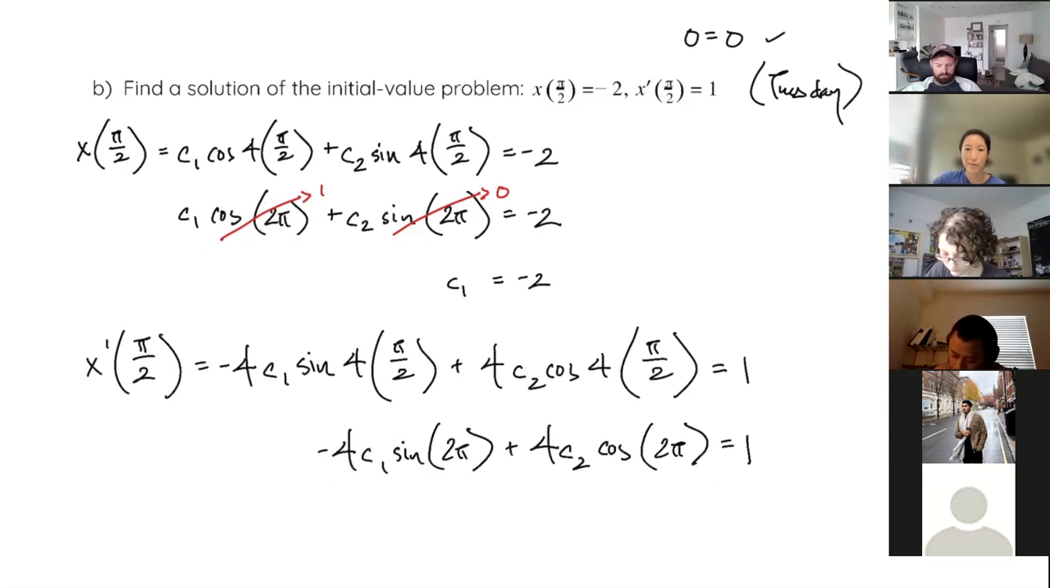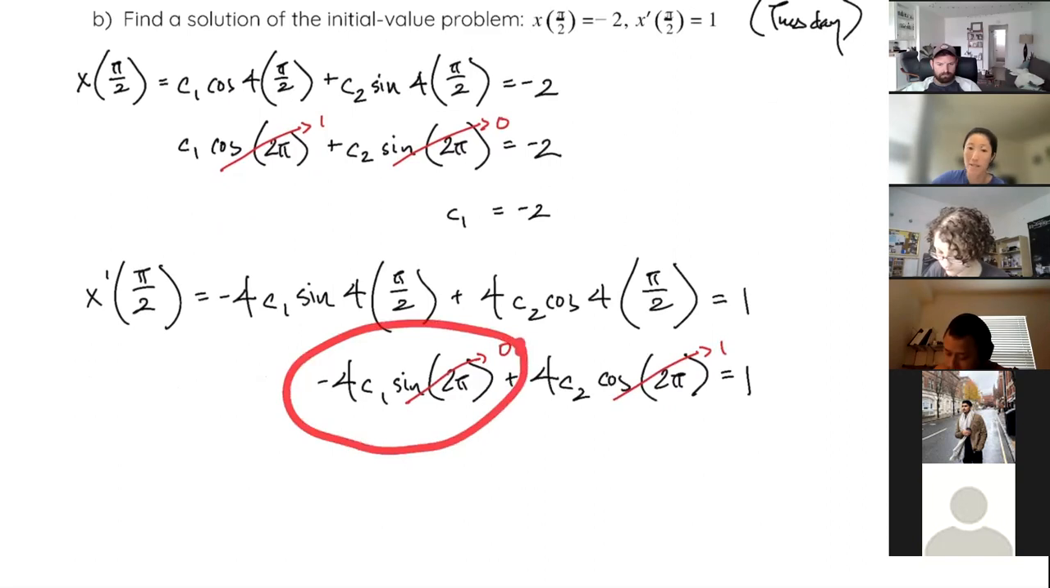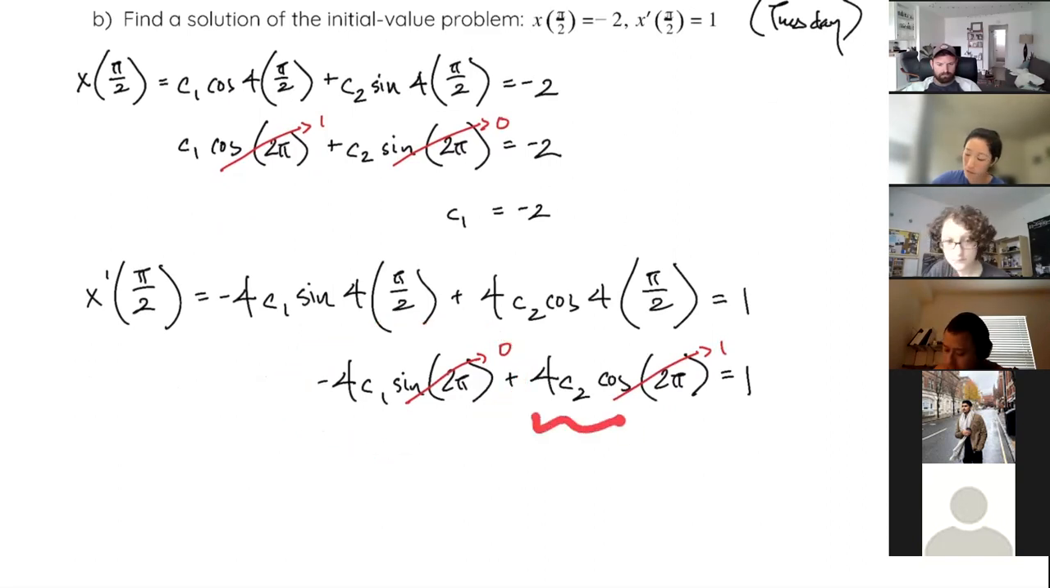And when we go back to those trig values, we know sine of 2 pi is 0, cosine of 2 pi is 1, and we'll end up with all of this going to 0. And the only thing left over here is 4 times C2.